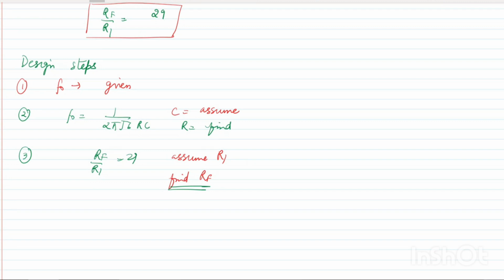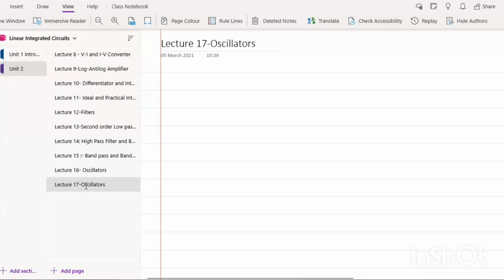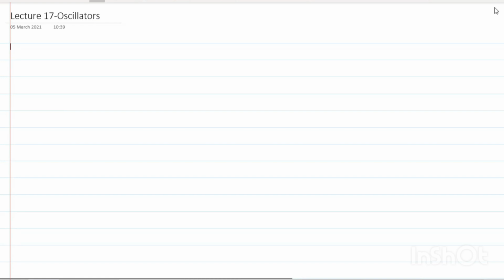Is it clear about the RC phase shift oscillator? Yes, ma'am. So I am starting with the derivation of RC phase shift now. Okay. Any doubts on this? You can ask me. Okay. And the derivation is important here for RC phase shift. It can be asked in the exam.